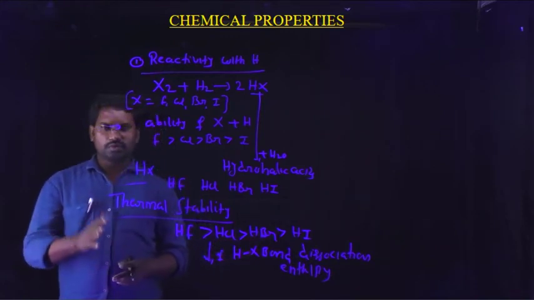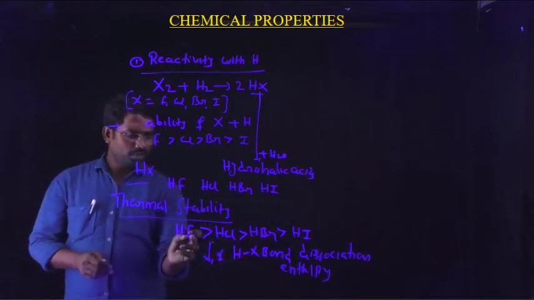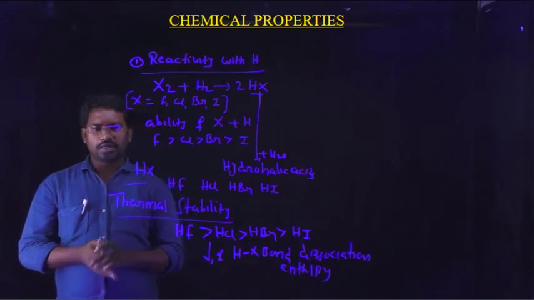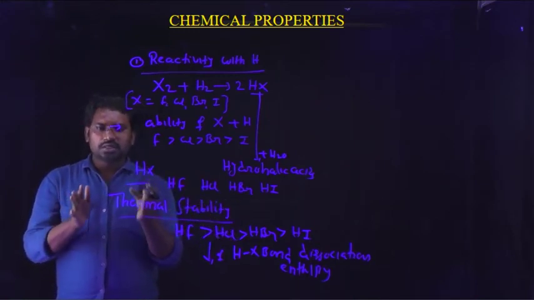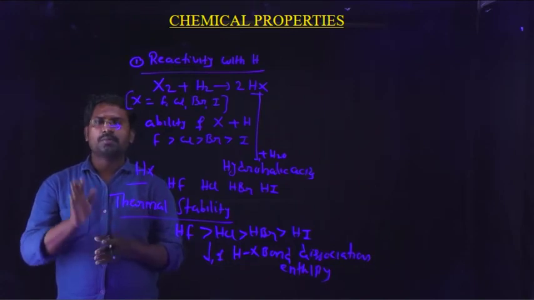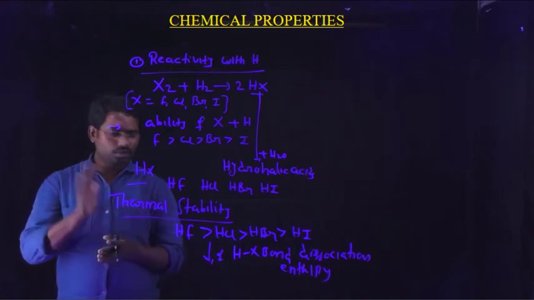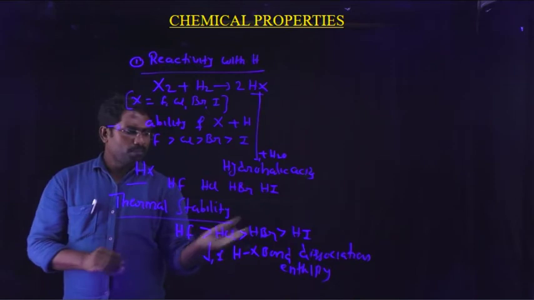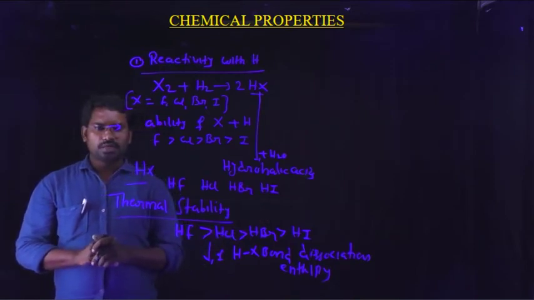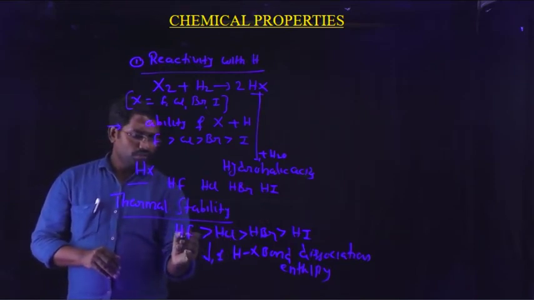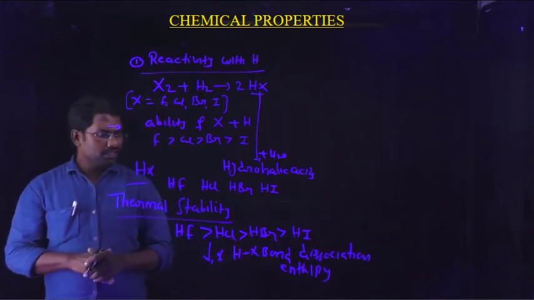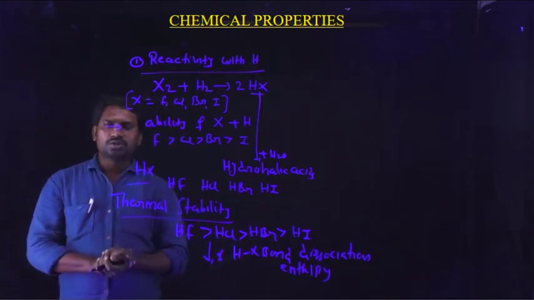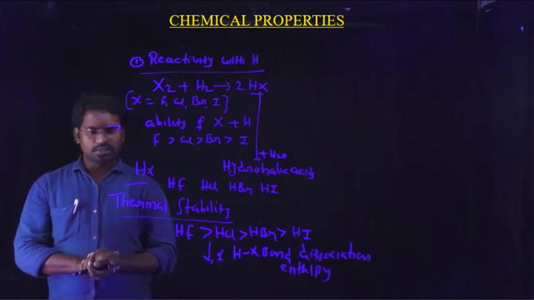We know that very well from previous knowledge. From fluorine to iodine, atomic size increases. When the atomic size increases, less interaction takes place between the nucleus and valence shell. Therefore, the bond dissociation enthalpy decreases. So from HF to HI, the HX bond dissociation enthalpy decreases. Therefore, their thermal stability also decreases.